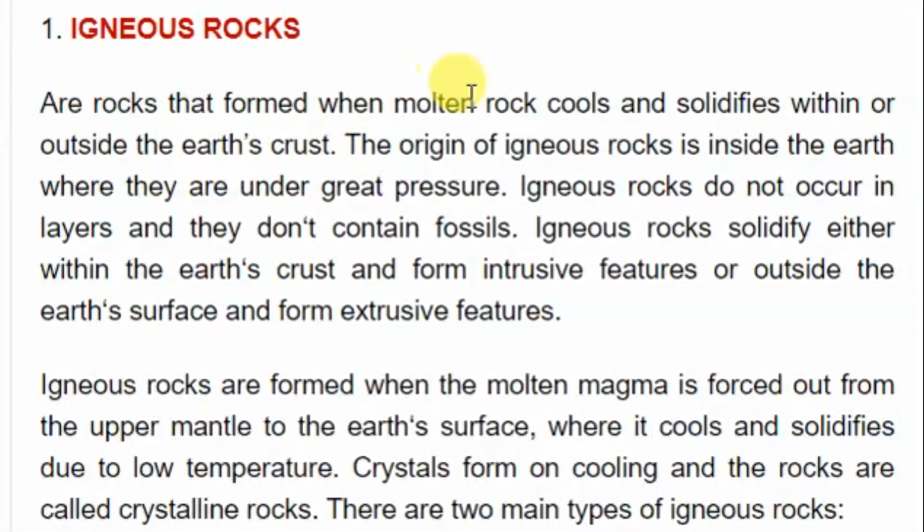Most of these stones which you know are igneous rocks. So they are rocks which are formed when molten rock cools and solidifies within or outside the earth's crust. We shall study later our different categories of volcanic eruption as we continue with this physical geography. So the origin of igneous rock is inside the earth, where they are under great pressure. Inside the earth there is great pressure, so the great pressure breaks through and then it comes outside of the earth.